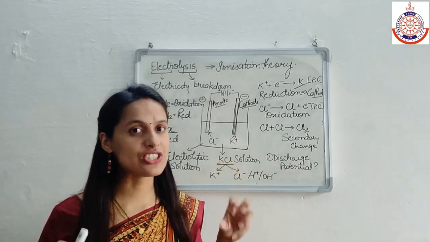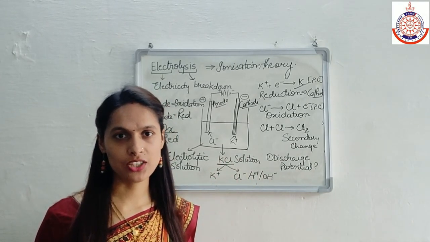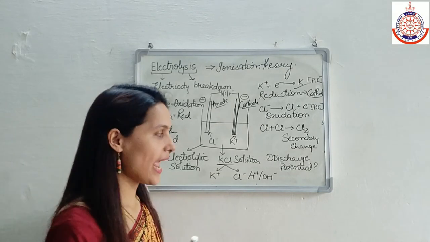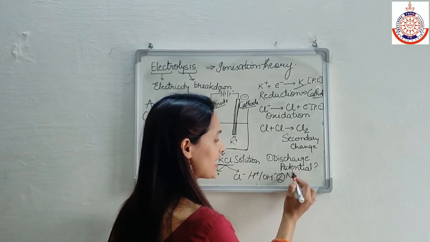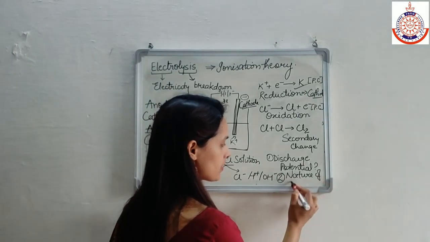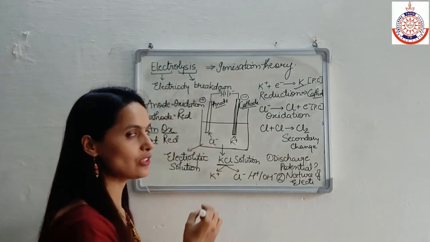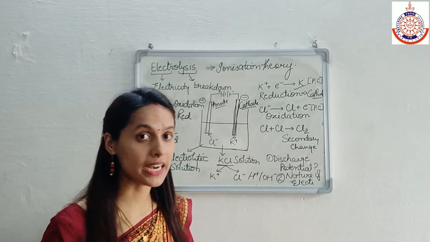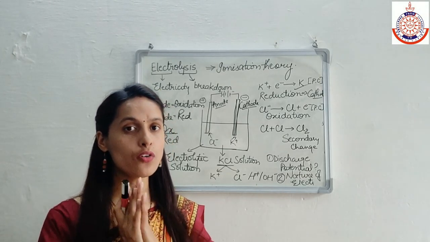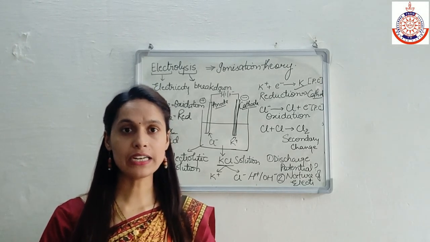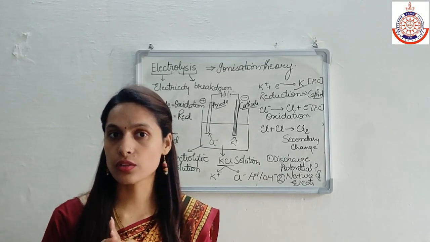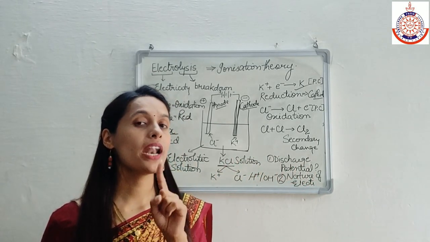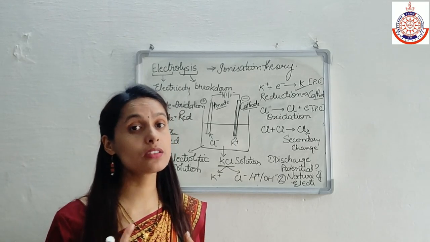So, the first factor is discharge potential. Lower the discharge potential, greater is the ability of the ion to release its charge. And the second one is the nature of electrode, meaning from which metal these two electrodes are made. This also affects the product of electrolysis when the electrolyte is present in its aqueous solution. These two factors are applicable only when the electrolyte is present in its aqueous solution.